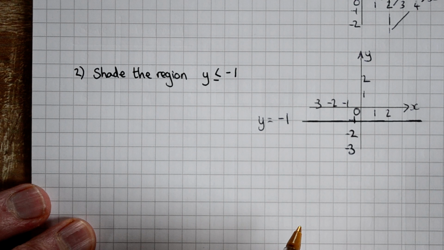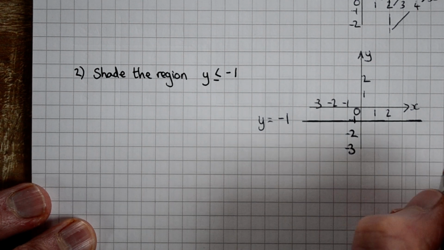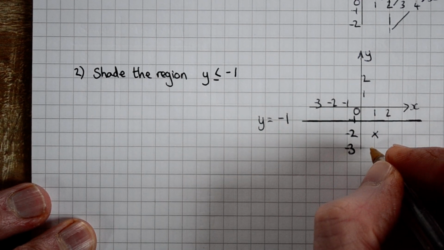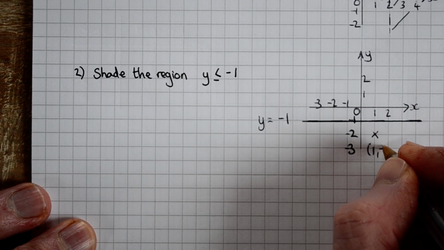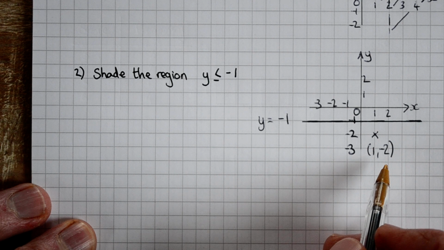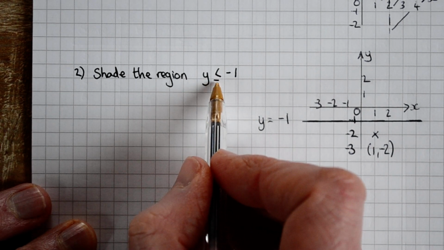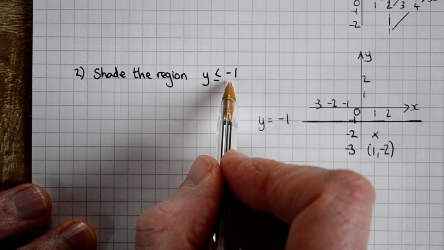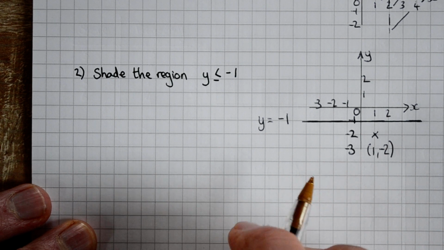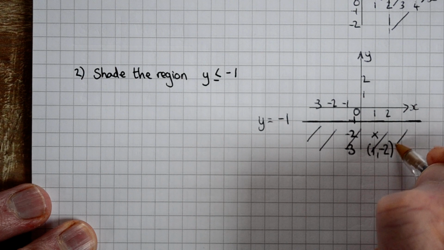So let's check which side we are interested in. We're interested in when y is less than -1 as well as equal to. So let's try a point here. What are the coordinates of that point? That's right, (1, -2). So the y value is what we're interested in now. The y value is -2. Is -2 less than or equal to -1? Yes, it is, isn't it? So it's this side underneath the line we're interested in. We're asked to shade the region. So that's our answer.